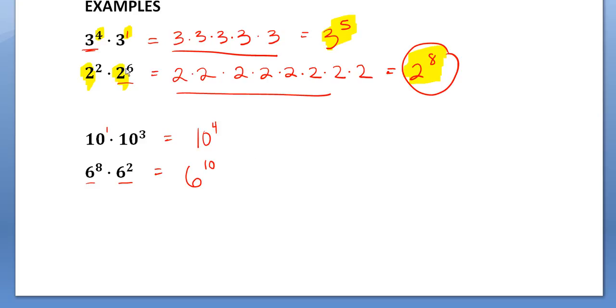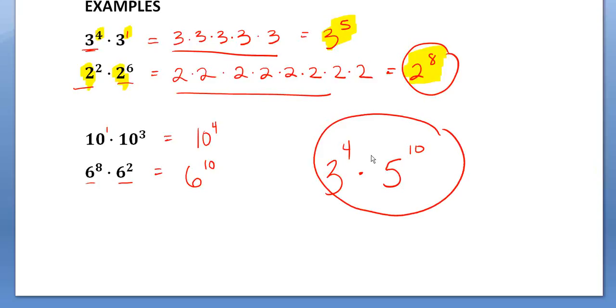Now the one thing you need to know that is very, very important is that this trick of adding the exponents only works when they have the same base. Both of these had a base of 2, so it worked. If I had a problem like 3 to the 4th times 5 to the 10th, I cannot use that trick because they do not have the same base. In fact, it doesn't even work. This is actually as simplified as it can get. So be sure that you only use this when the bases are the same.